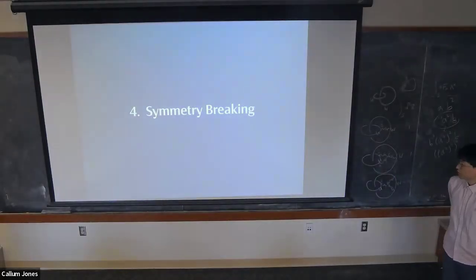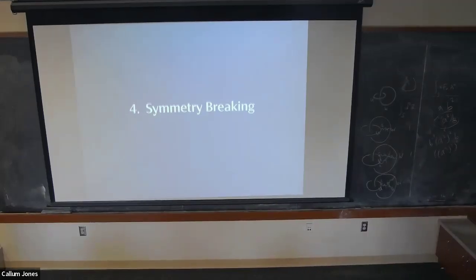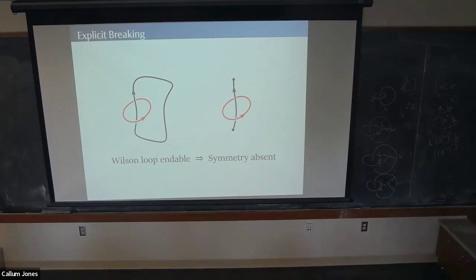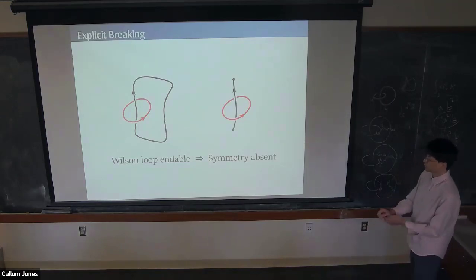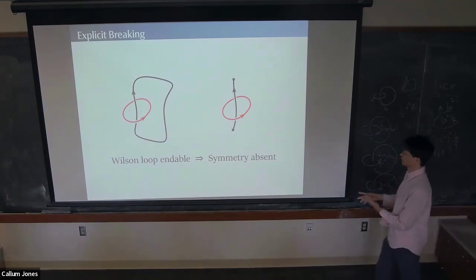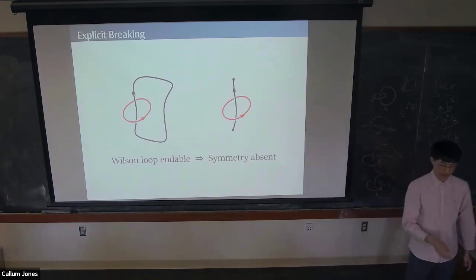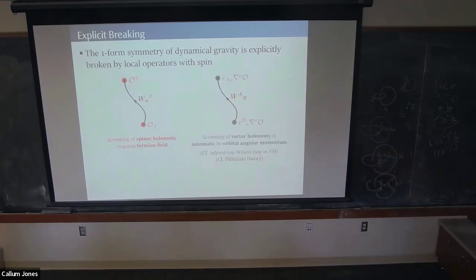Lastly, I will end with a brief discussion of symmetry breaking. In the framework of higher-form symmetries, we say that the symmetry is explicitly broken if the Wilson loop is endable, because in that case we can just unlink the symmetry operator. Intuitively speaking, it turns out that our defect operators or spin holonomies are endable by spinning matter fields.